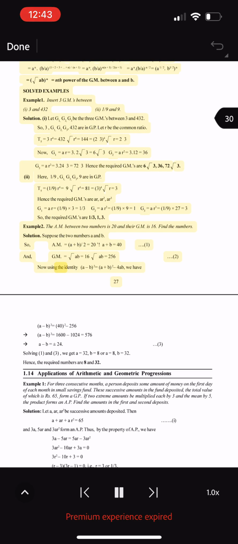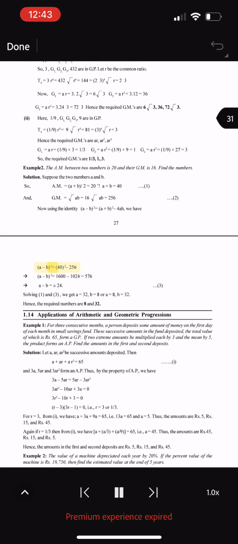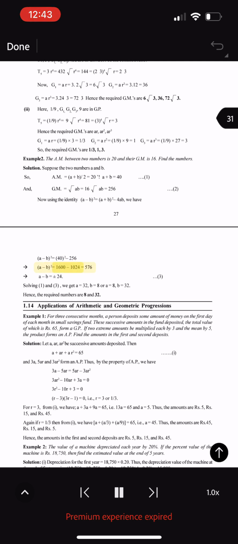Now using the identity (A minus B) squared equals (A plus B) squared minus 4AB, we have (A minus B) squared equals 40 squared minus 4 times 256, equals 1600 minus 1024 equals 576, so A minus B equals plus or minus 24. Solving 1 and 3, we get A equals 32, B equals 8 or A equals 8, B equals 32. Hence, the required numbers are 8 and 32.